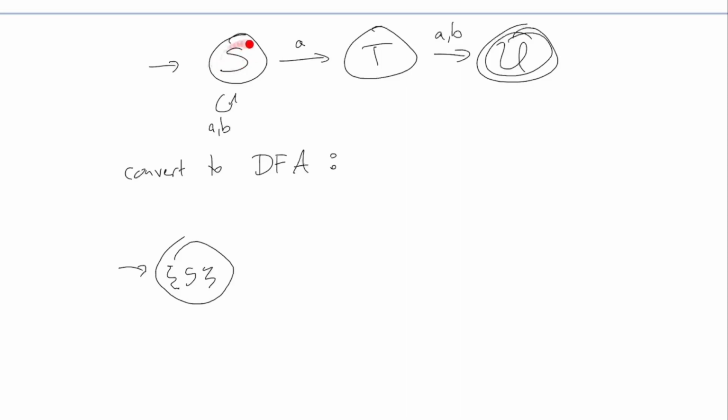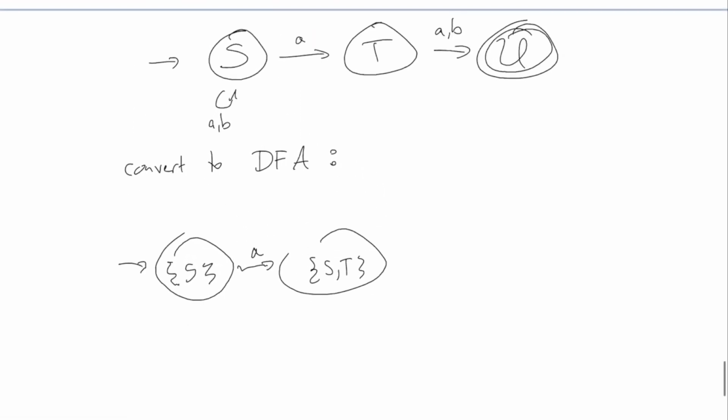You look at, from S, where are all the states you could end up by doing an A? Someone want to shout it out? Where could you get to? S and T, yeah. From S, by reading A, you can come back to S, or you can go over to T. So I'm going to make a new state over here, S and T. And that's my A arrow.